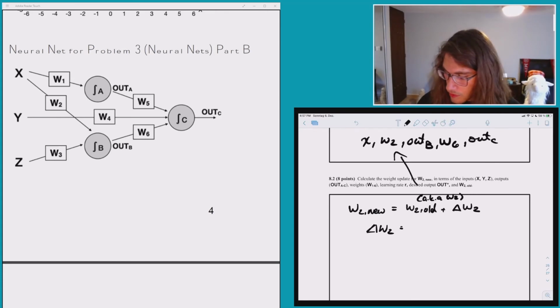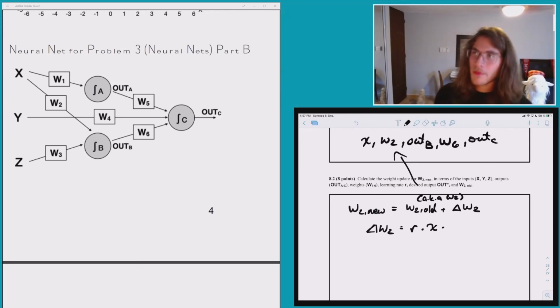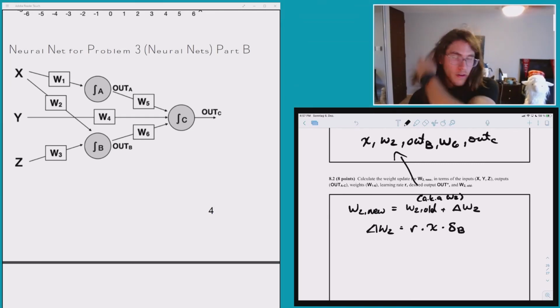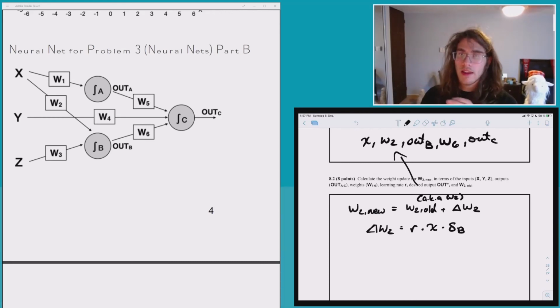And that is equal to the learning rate R times the input to the weight, or the input that went through the weight, to put it one way, and delta B. So this is where, with out B, we're starting to calculate the influence of W2 on later neurons. Then I need to calculate delta B.